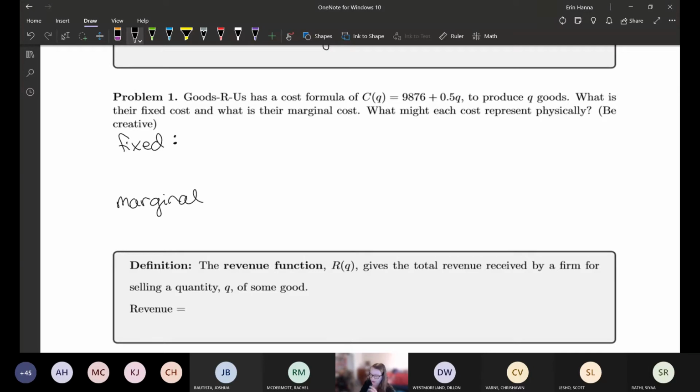So our fixed cost is going to be our y-intercept. Since this is a linear function, it's the thing not attached to the variable. So that's our 9876. And if I wanted to think of a scenario, there's a lot of scenarios that this could be. Let me list a couple options. It could be rent for a building.